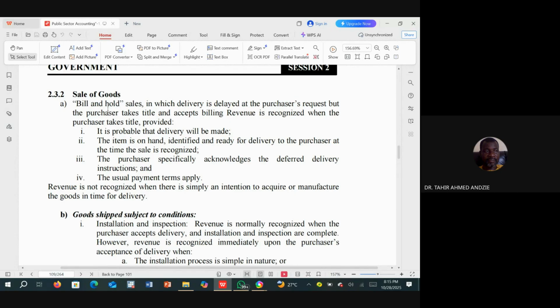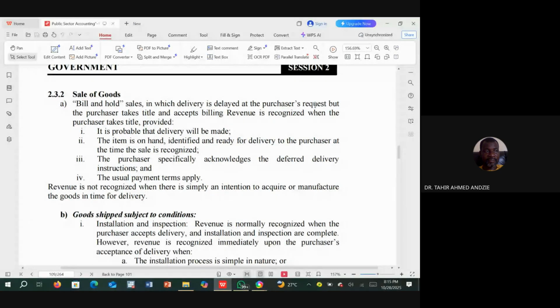They have not come for the goods. Once you have billed them and they have actually taken the bill, you are only holding the goods. These are the conditions under which you can recognize revenue. We are saying that sales in which delivery is delayed, because we have billed the customers, but the delivery to the customer is delayed at the purchaser's request.